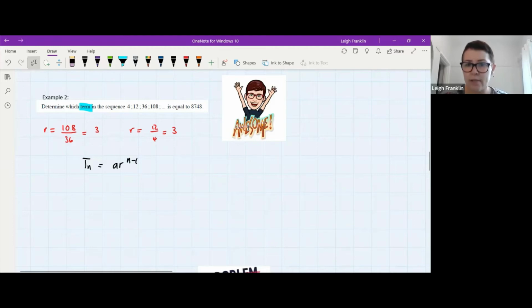Let's ask Tiana. Do you know what it means? When the question says determine which term in the sequence, what are they asking you to calculate, Tiana? You can unmute yourself if you want to, or put something in the chat. Okay, so Talia has put an answer there. Let's just see what Tiana says.